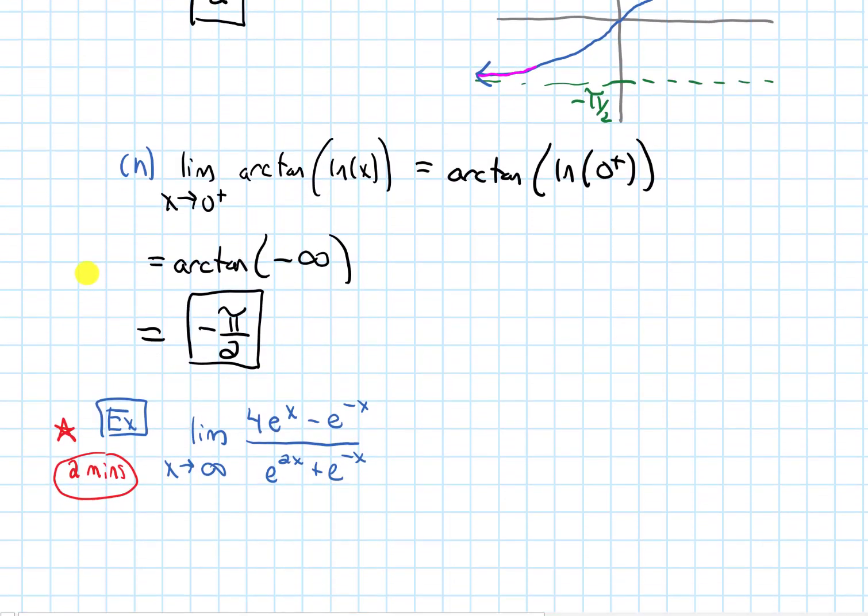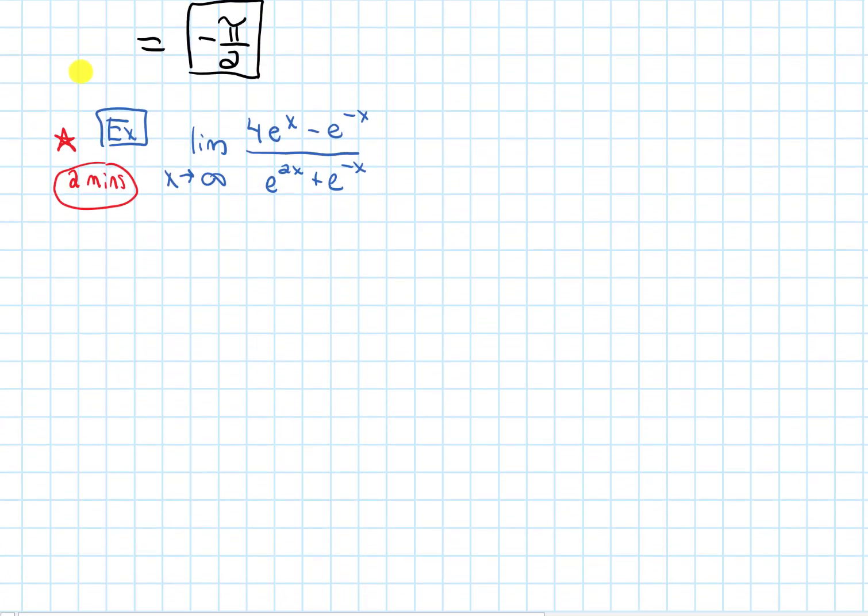Let's do another practice problem. This question is not from one of our worksheets. It's one of my own practice problems, just a separate practice problem. And I have this limit as x approaches infinity. We have these exponential functions on the top and on the bottom of this fraction.